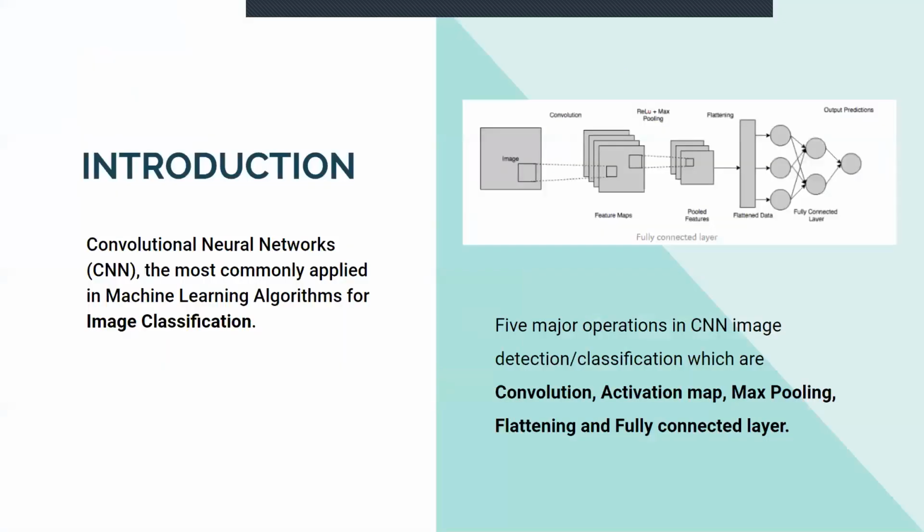Okay, for the introduction, CNN is the most commonly used machine learning algorithm, specifically for image recognition. CNN can be broken down into 5 processing stages, which are convolution, activation map, max pooling, flattening, and fully connected layer.